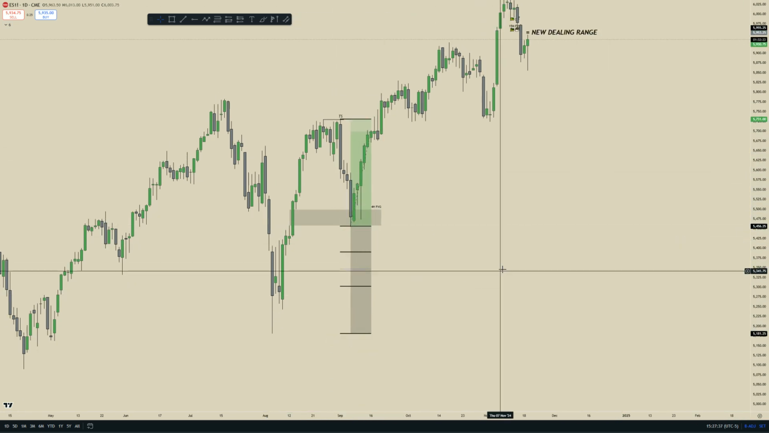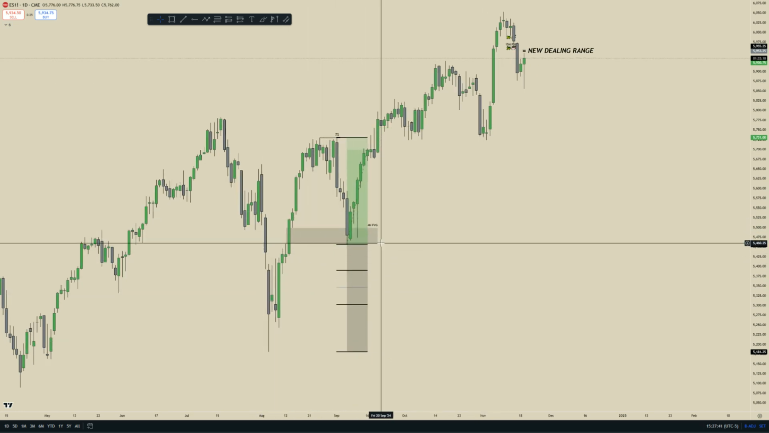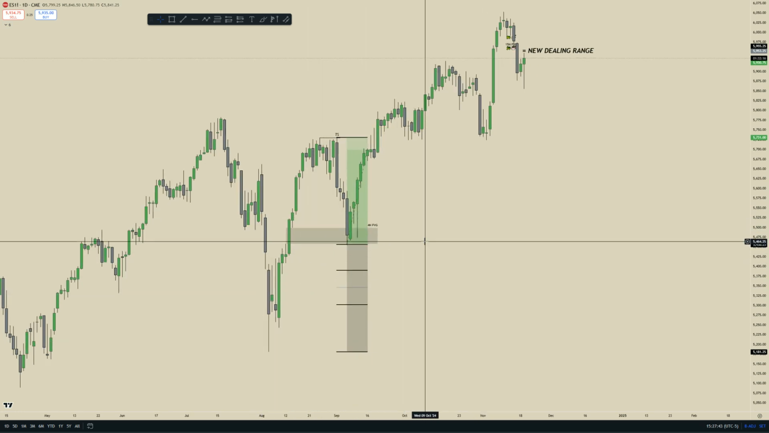The lower you could have entered, the better, but as right here, we had our higher time frame PD array here, and we had equilibrium or fair value. That's all that we needed for this trade.